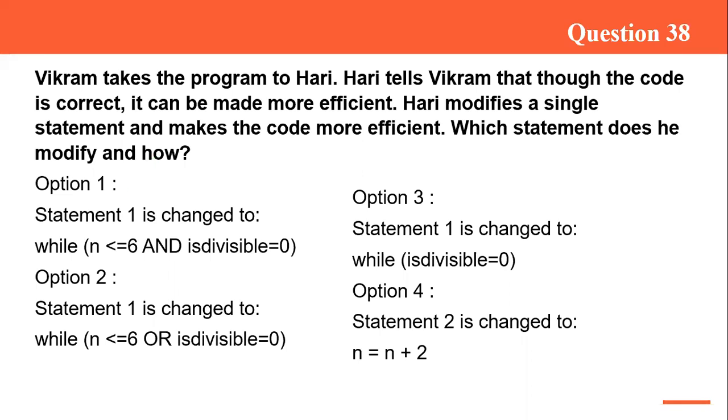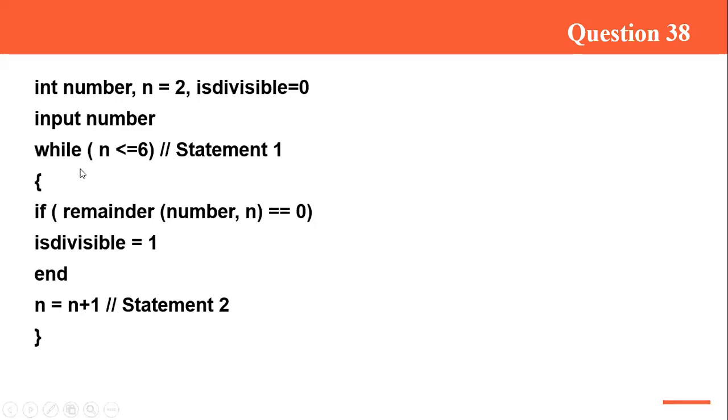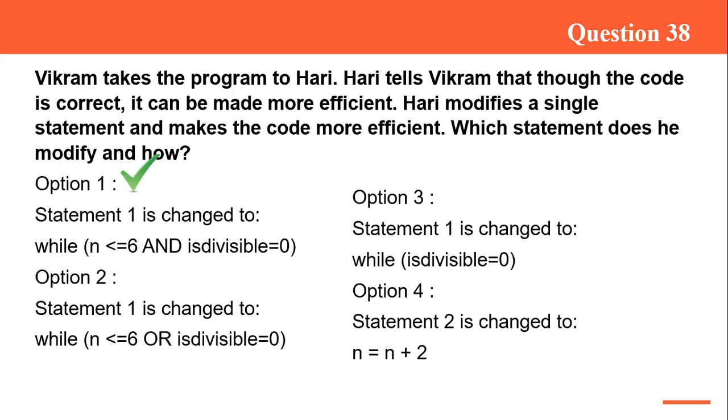I hope everyone understood that. See the code, you will understand. We are running the loop while n is less than or equal to 6. That means 2 to 6 it is running by default. But even if is divisible becomes 1, it keeps running again and again. For example, for 10, if at 2 itself I know that it has a factor, no need to run for 3, 4, 5, 6, right? Not necessary. So I can stop it at 2 itself. For that reason, whenever is divisible becomes 1, I'll stop it. Only if is divisible is 0, I'll keep continuing. I will not terminate it. I hope you understood. That's why the answer is option 1. Understood, everyone?